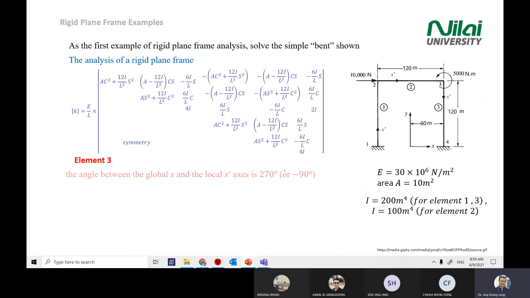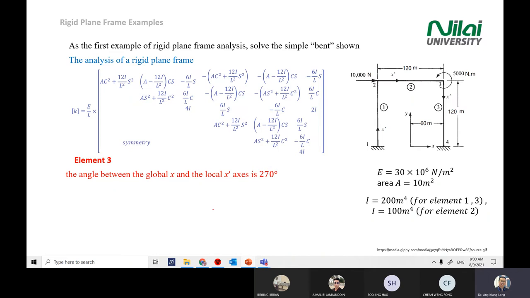Then you do it for element 3. Element 3 is 270 degrees, or like Ashmal just now, if you do it in Ashmal's way, you can use negative 90 instead of 270. Same meaning when you convert to cos and sine. But I will recommend you always use anti-clockwise calculation for angle.